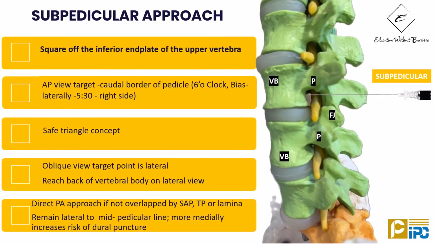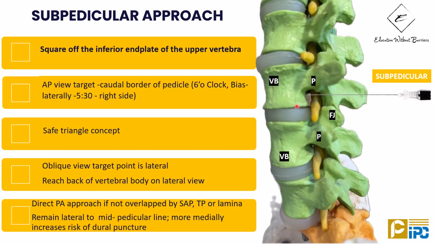Now let's look at each of the approaches we talked about previously. So we are starting with the sub-pedicular approach, which is the needle going below the pedicle and as far as the posterior border of the vertebral body. You start by squaring off the inferior end plate of the upper vertebra of the indented vertebral level. So let's say I want to do an injection at the 3-4 level, which are these two vertebrae.